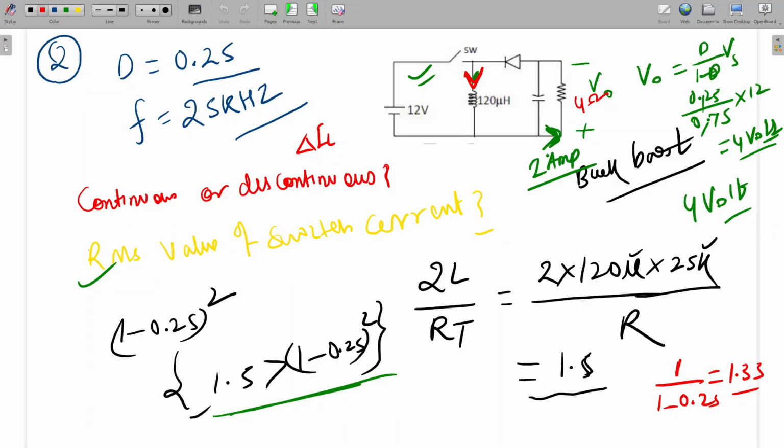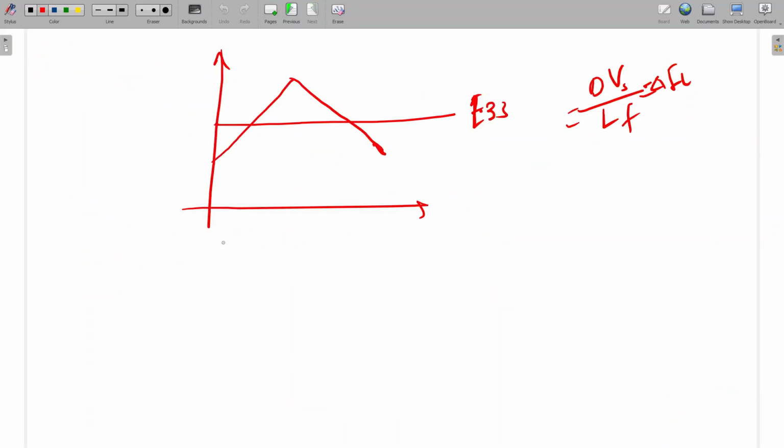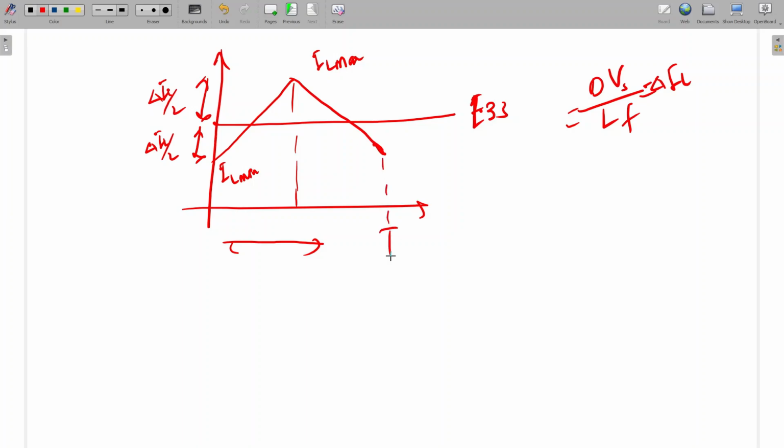So see, this is on time, from here to here. Here delta IL by 2 will be added to 1.33, and here also some value will be subtracted, minus delta IL by 2. So IL minimum and IL maximum. This will be the total time period. This is D TS and 1 minus D TS.